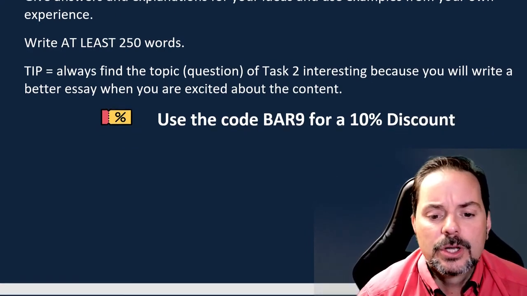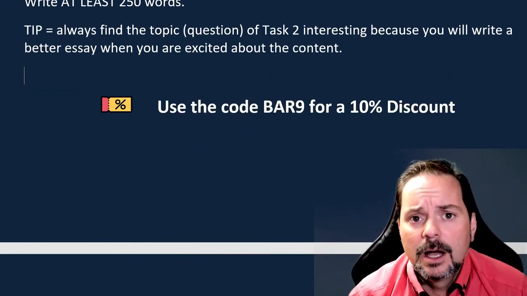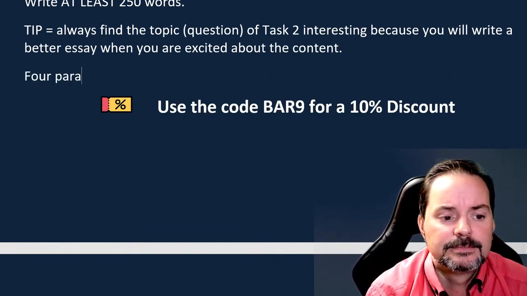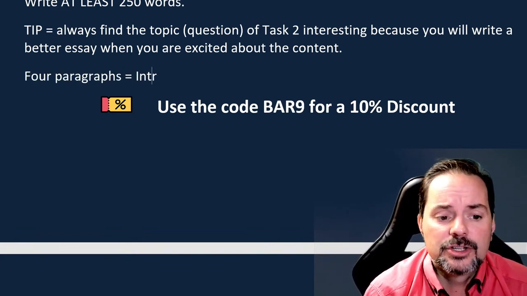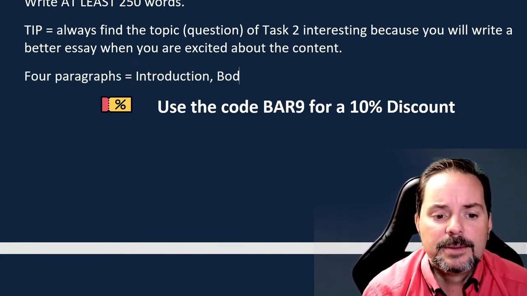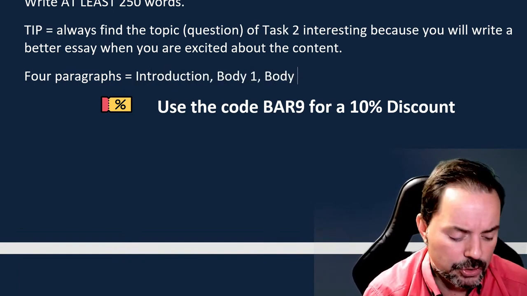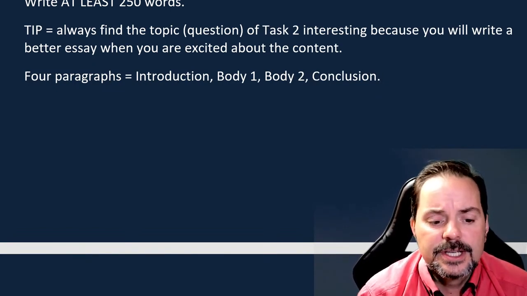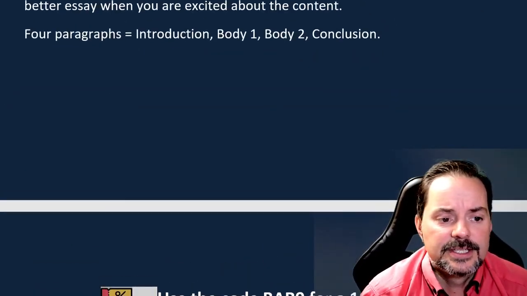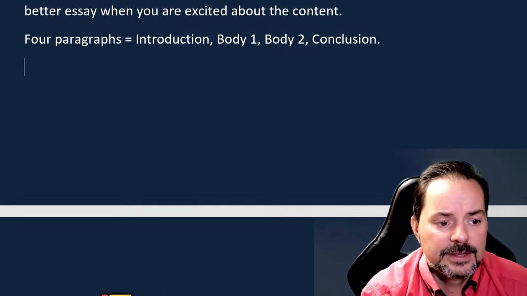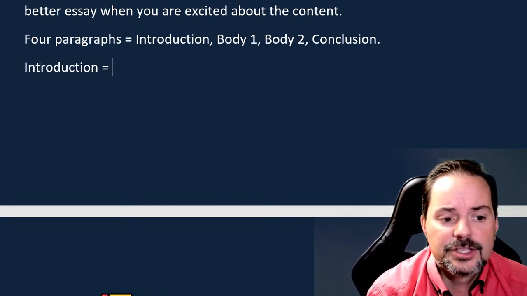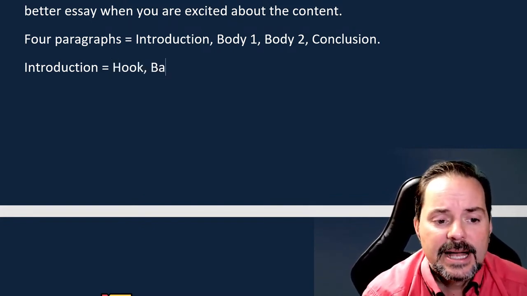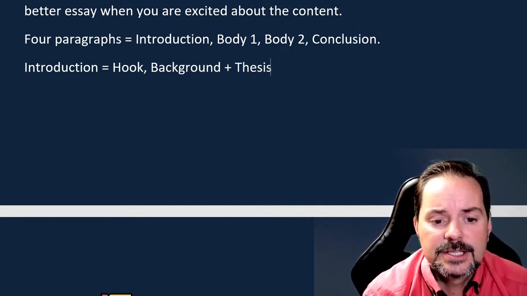All right, so Task 2, as I said, should have 4 paragraphs, okay? They are the introduction, body paragraph 1, body paragraph 2, and the conclusion, okay? The introduction, as you saw in that diagram on our website, has 3 parts, okay? It has a hook, background, and thesis, okay?